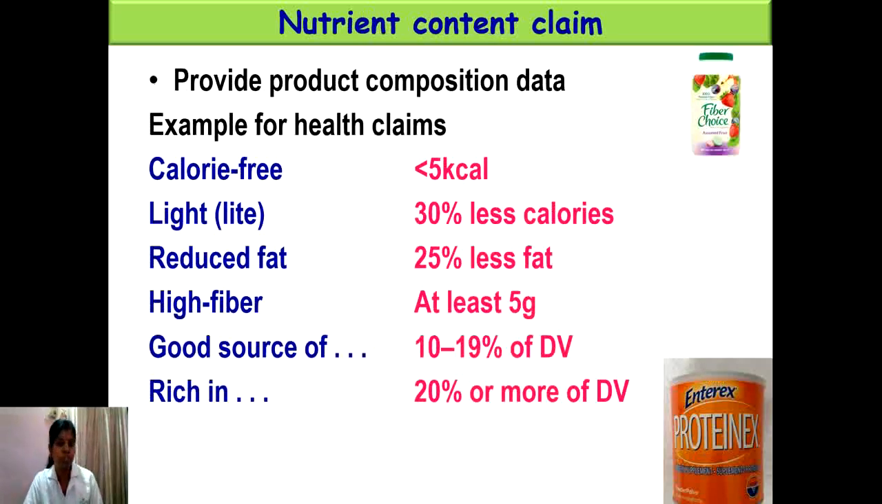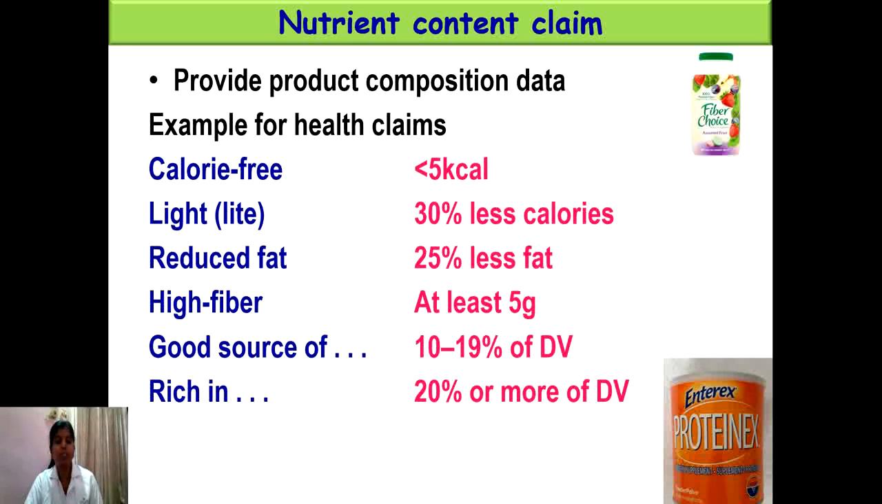So when they say nutrient content claim, it should provide certain composition or certain nutrient to your body, or it reduces certain nutrient or certain component inside our body. For example, if they say calorie-free food, it should contain less than 5 kilocalories. If they say some dietary supplement is light, that should give only less than 30% of the daily requirement of the calorie. And if they say it is reduced fat, it should contain less than 25% of the fat.